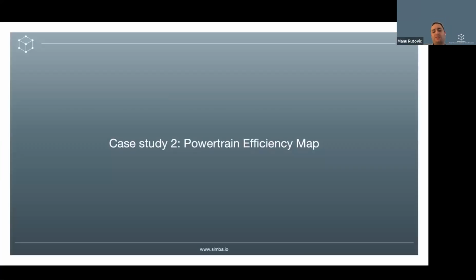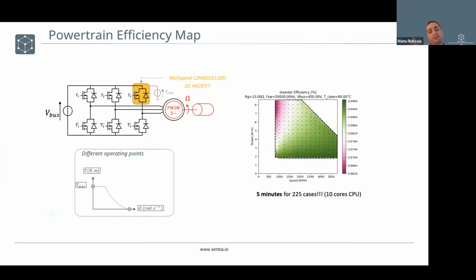Something else that we can do, a little bit more involved and more complex, is calculating the efficiency map of a powertrain. A powertrain, if you talk about an EV, is basically a battery, an inverter, and a motor, in this case a PMSM. The inverter itself has its own efficiency, right? And we can use the thermal description files from the semiconductor manufacturer that I just showed to estimate the losses and the efficiency of the inverter.